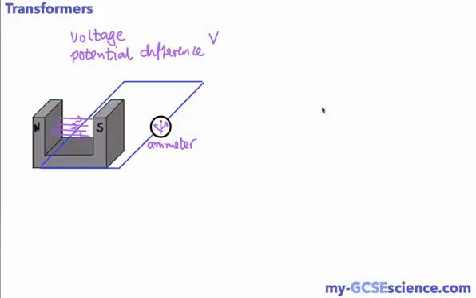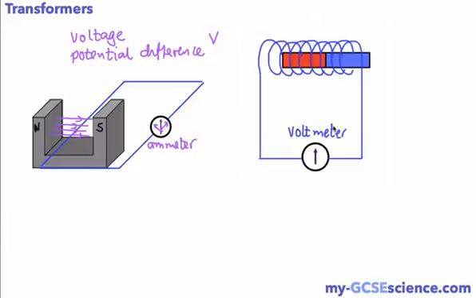Another way in which we could cause that to happen would be to have a coil of wire, and instead of an ammeter connected here, I've got a voltmeter, and that voltmeter will measure voltage or potential difference in volts. The way this works is we take the magnet, and rather than moving the wire, we have a coil of wire and we move the permanent magnet in and out of this coil. If we're moving in, we're inducing a potential difference in one direction. If we're moving out, the potential difference is induced in the opposite direction.